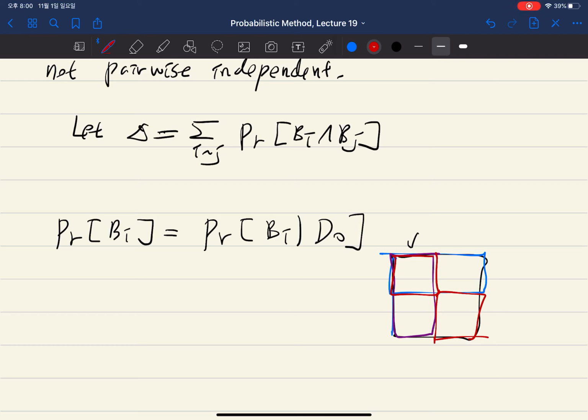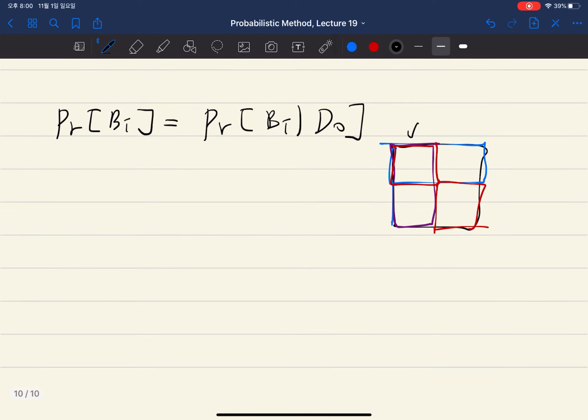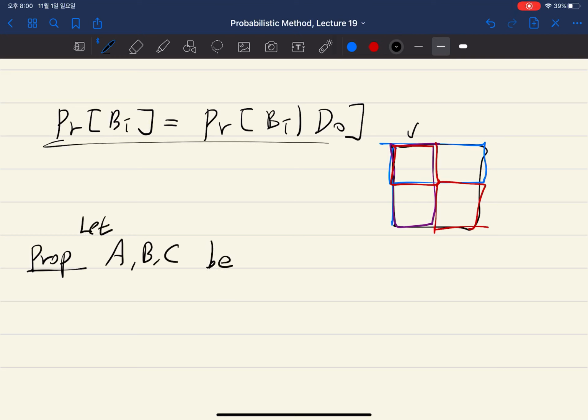Now, assuming blue and red both hold, the probability that purple holds is 1, which is not half. So pairwise independence and mutual independence were different. So we have to actually check whether this holds, and for that, we can just check this proposition.